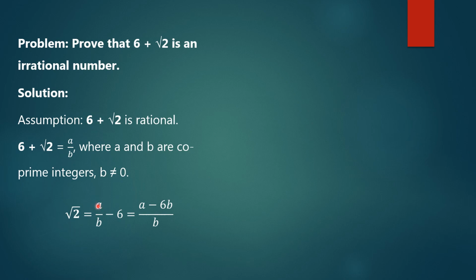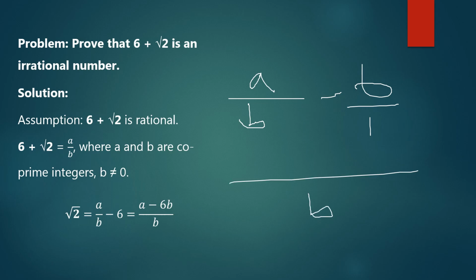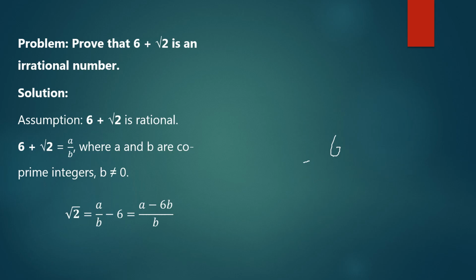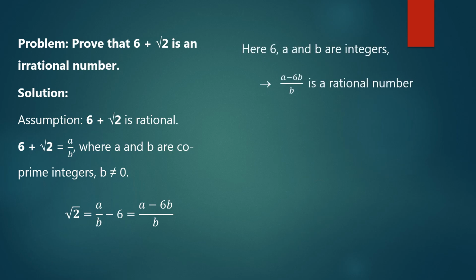Root 2 is equal to a by b minus 6. A by b minus 6, you can write as a by b minus 6 by 1. The LCM is b. So b cancels with a by b, and b into 6 is 6b. We get a minus 6b by b. Therefore, on simplification, root 2 is equal to a minus 6b by b.